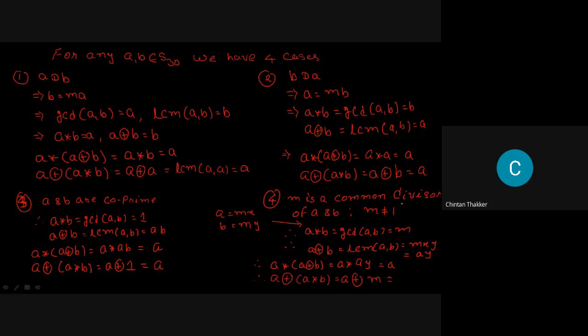So here A ring sum M is A. In this case also the absorption property is satisfied. So that means S30 satisfies the commutative, associative and absorption properties. So that means S30 comma GCD comma LCM is a lattice. So first we proved the three properties.